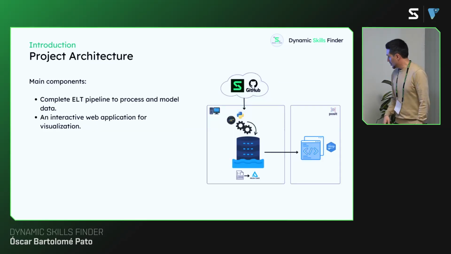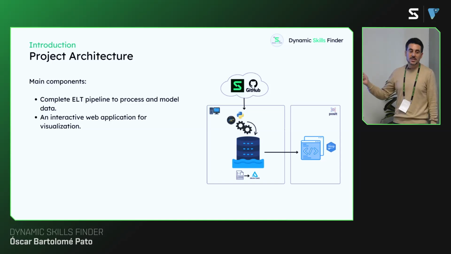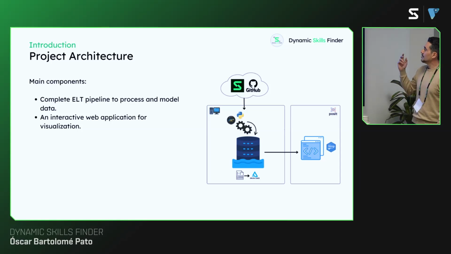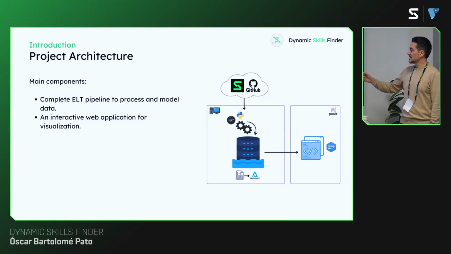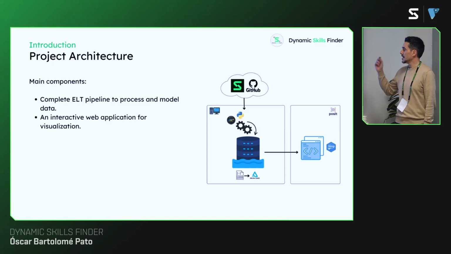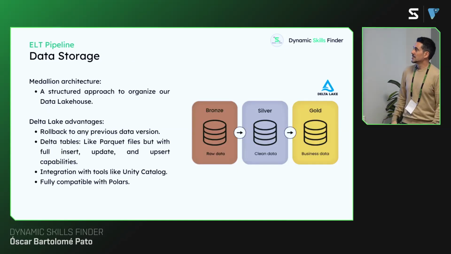So here's an overview of the project's architecture. As you can see in this diagram, it consists of two main components. The first one is a complete ELT pipeline. It starts extracting open data from SkillCorner's GitHub repository. This data then is processed using a Python Polars pipeline. And finally, it is stored in a Delta Lake-based data lakehouse. The second main component is a web application built with RShiny for data visualization and exploration. So let's see more about these two components.